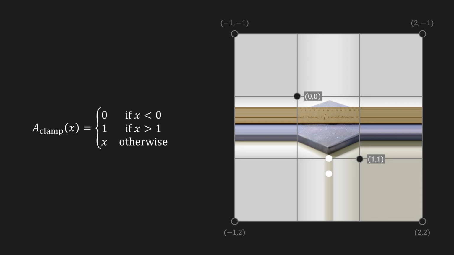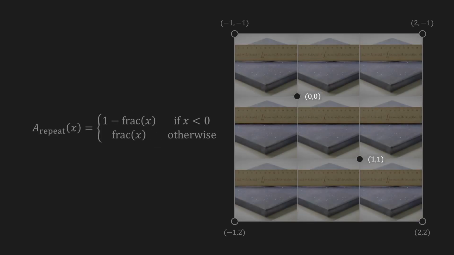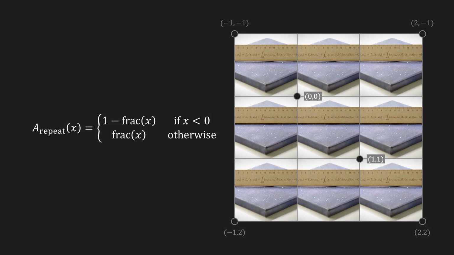There's a bunch of other addressing functions, for example the repeat function, which just repeats the image at every integer junction. You'll see that it is made out of a function frac, and frac is defined as the absolute value of x minus the absolute value of x rounded downwards. All that frac does is that it returns the fractional part of a number. For example, frac of negative 2.5 returns 0.5. The repeat function is now defined as 1 minus the fractional part of x if x is less than 0 and the fractional part of x in every other case.